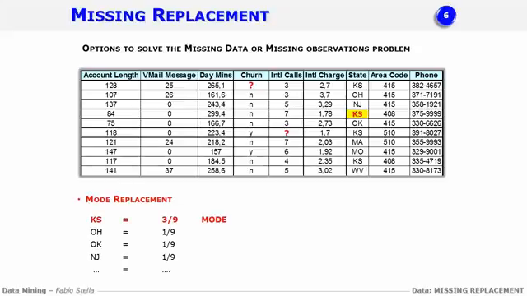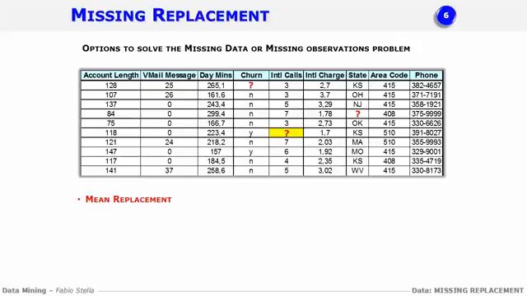Then we simply replace the missing value of the fourth record of this dataset with the value of the state attribute which is the most represented in the available dataset. So with the value KS, that in our case is the most frequent. So it represents the mode of the empirical distribution of the attribute state.